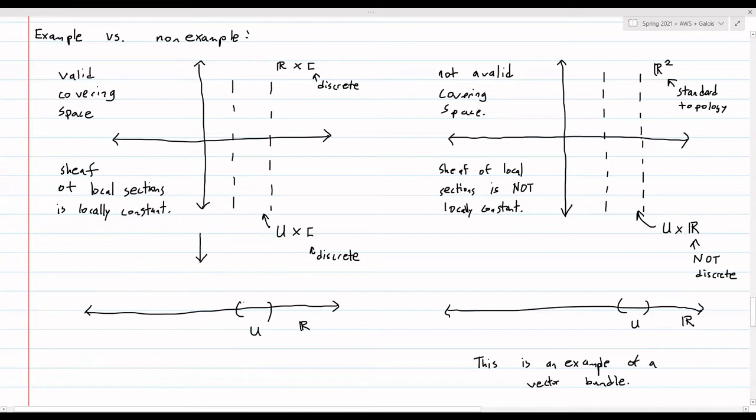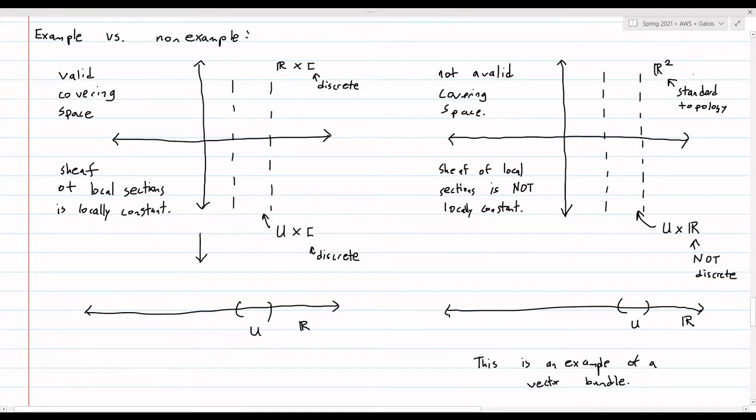So we see that this is actually a valid covering space because the pre-image under this projection of any open set in the base space is just that open set cross times the discrete fiber. So that's what we need for it to be a covering space. And also the sheaf of local sections here, if you look at them, they are constant. They are locally constant. So that's good.